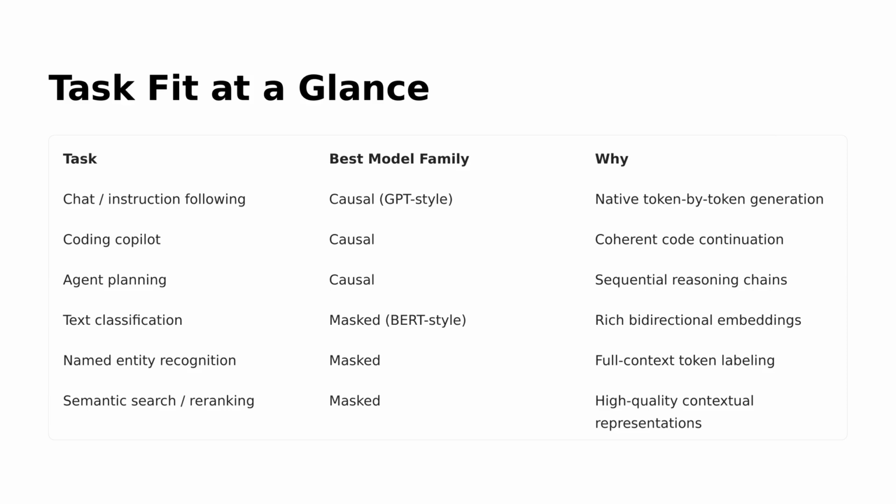Here's a quick task-to-model fit summary. For chat, coding copilot, and agent planning, causal GPT-style models work best because they generate one token at a time and handle continuation and step-by-step reasoning naturally. For classification, named entity recognition, and semantic search or reranking, masked BERT-style models are usually stronger since they use full bidirectional context to produce richer embeddings and more accurate token-level understanding.